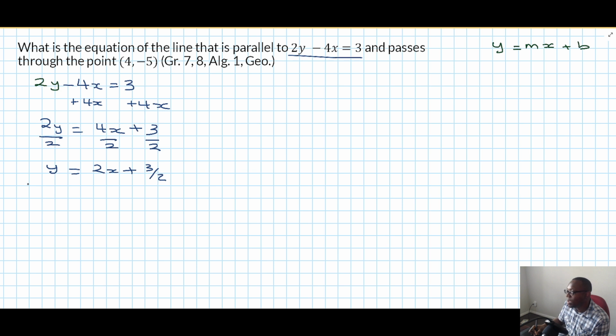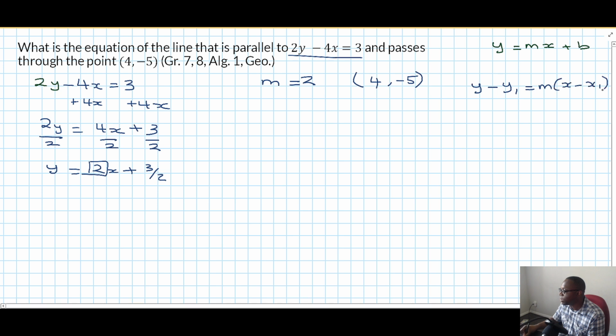If two lines are parallel, it means that their slopes are exactly the same value. So now what this question can be written as is, we need a line with a slope of 2, because this is what the slope is right here. We need a slope of 2, and we need it to pass through the point (4, -5). So the equation for that is y minus y1 equals slope multiplied by x minus x1. And we're going to try to write our answer in that form.